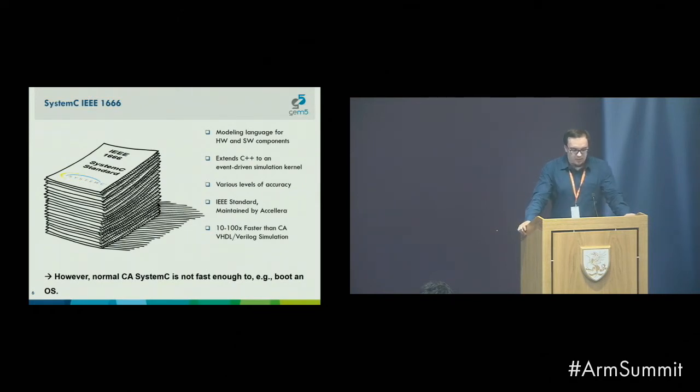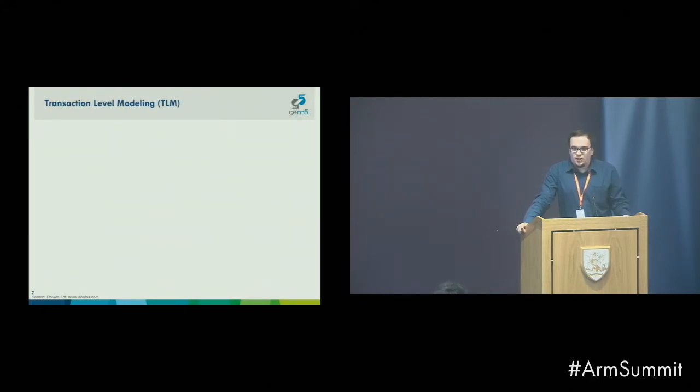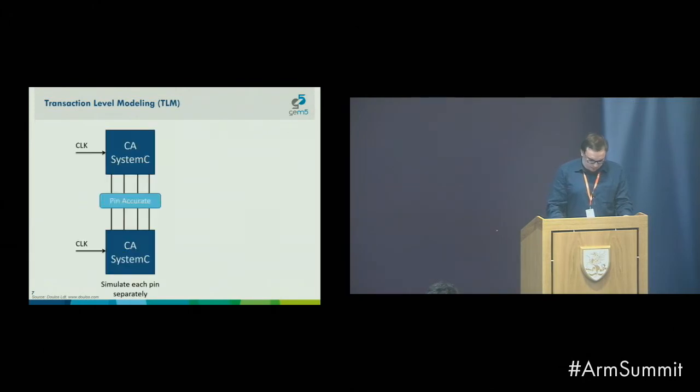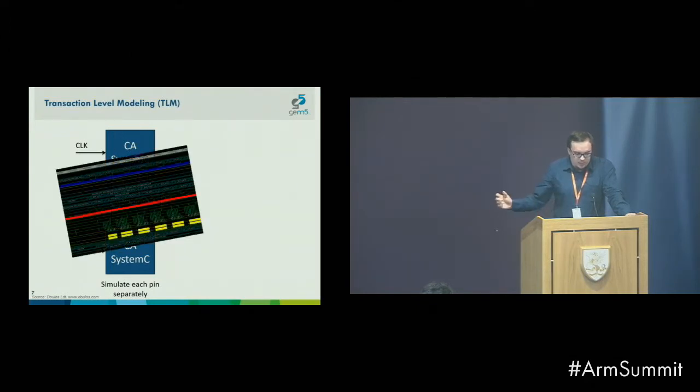However, normal cycle-accurate SystemC is still not fast enough to boot an operating system in a reasonable time. That's the reason why they came up with the idea of transaction-level modeling. Here we see again a cycle-accurate model, which has a clock on all the components and is pin accurate. We simulate on each pin the events that are happening. And then you know that you get these crazy waveforms, and you have to identify what's going wrong, maybe.